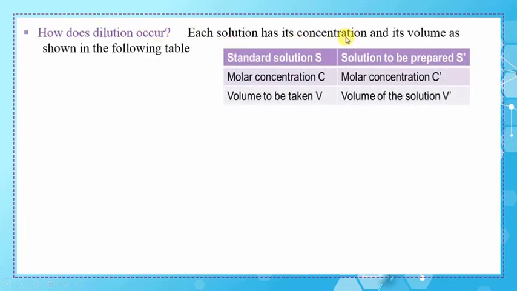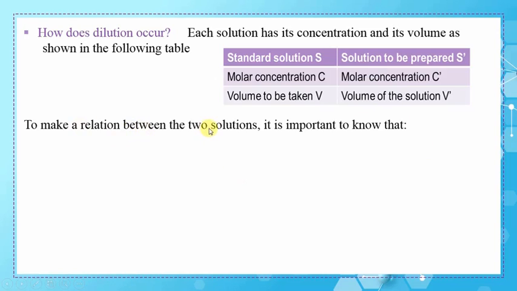Each solution has its concentration and its volume as shown in the following table. The standard, the initial solution S, has a molar concentration C, and the solution to be prepared after dilution of S, S prime, has a new concentration C prime. The volume taken from S is represented by V, and you can represent it by V0, V1, etc., while the volume of the new solution is represented by V prime.